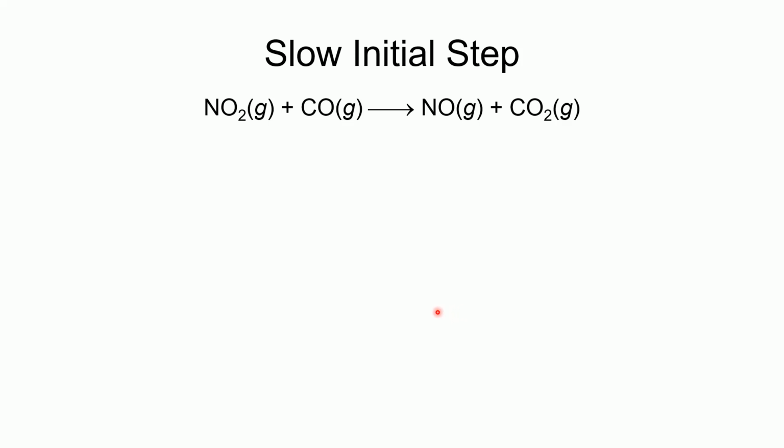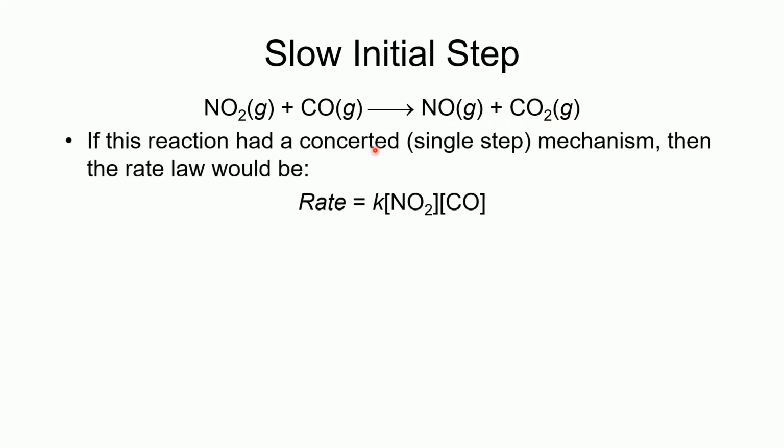Here is our overall reaction. NO2 plus CO gives us NO plus CO2. So that is our overall reaction. If this reaction had a concerted mechanism, in other words, a single step mechanism where there's just a single elementary reaction, then this would be the rate law, right? Because if this were an elementary reaction, it would be k times the concentration of this reactant, and since its coefficient is 1, it'd be raised to the first power, and carbon monoxide, again, also to the first power. So that would be our rate law if we had a single step mechanism, all right?